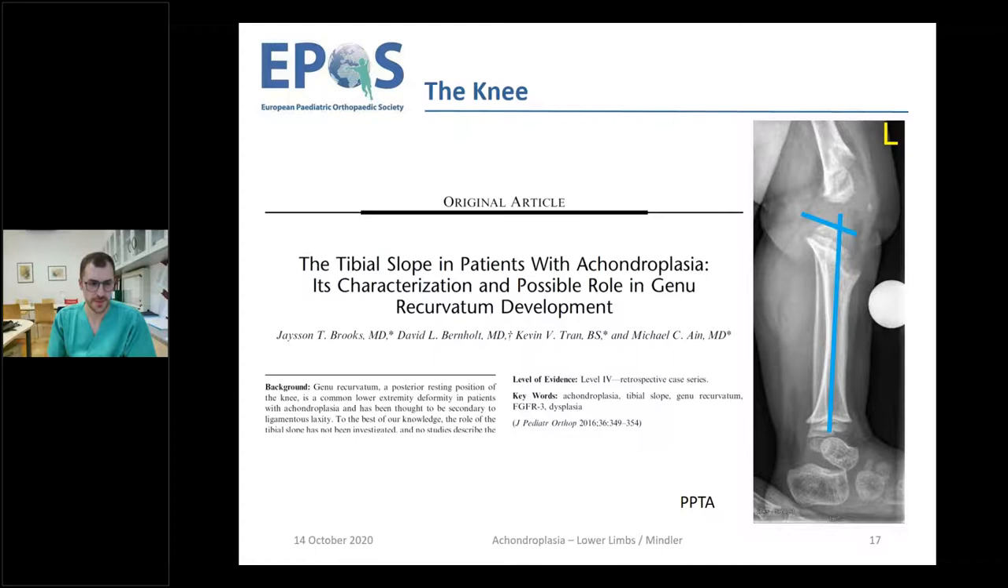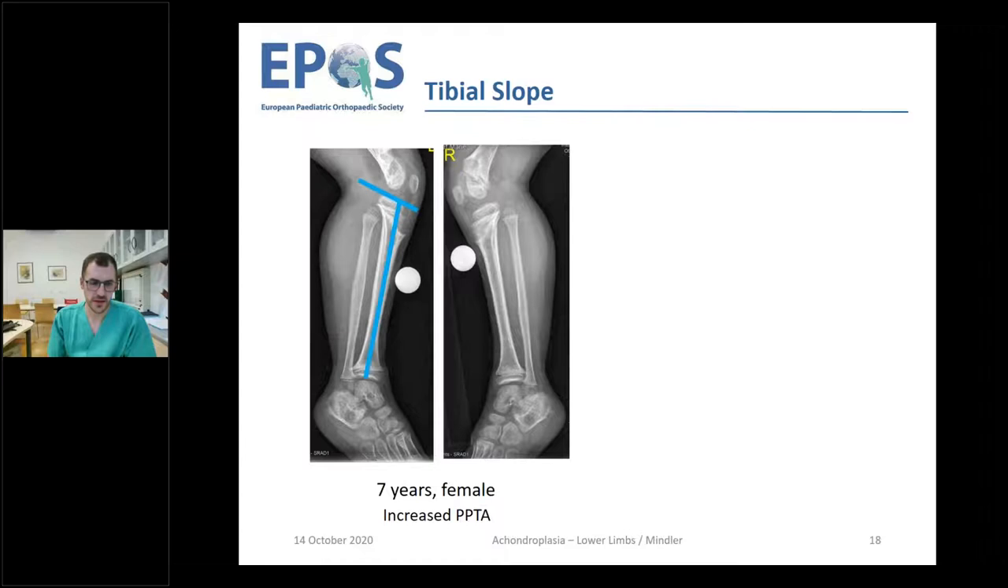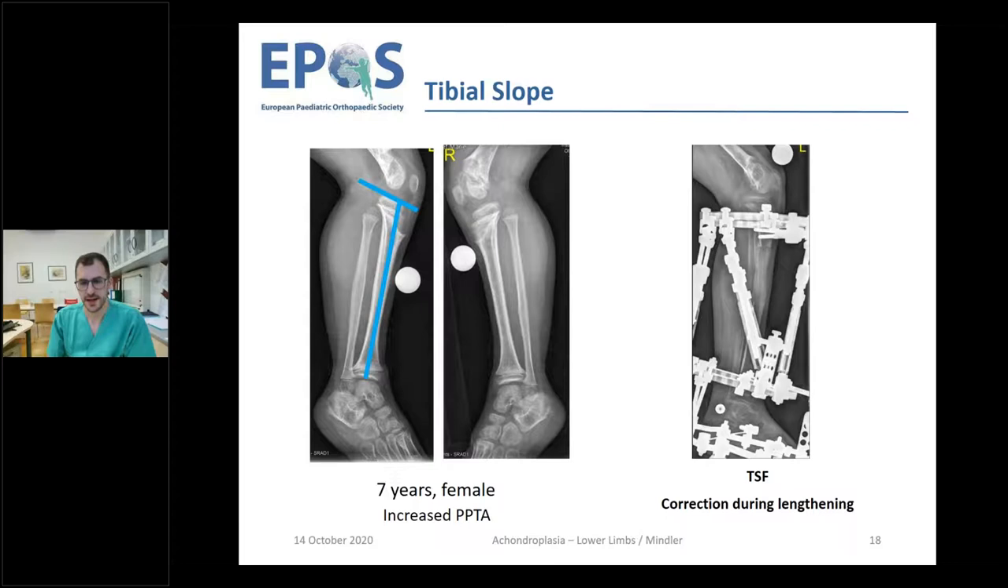So this is a patient example of a 7-year-old girl, and we did find this hyperextension and the increased PPTA. We did a lengthening with a Taylor Spatial Frame, and during lengthening, simultaneously, we corrected the tibial slope. But don't treat the radiograph, always treat the clinical hyperextension.